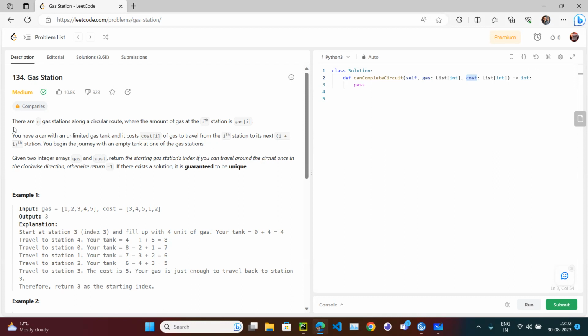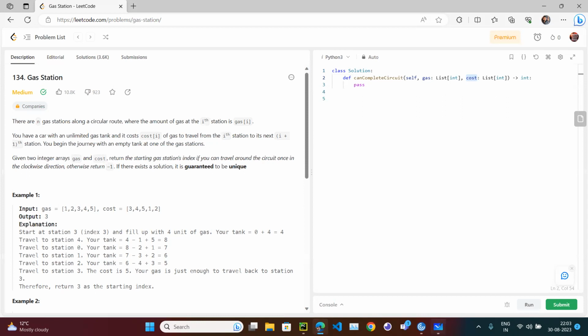If you read the question just once, you might not understand what it is. Maybe you need to read it two to three more times. But let's try to split the question in a simple manner, and then it will be very easy. Let's read it again. There are n gas stations along a circular route. So there is one circle, meaning a road which is circular, and there are n gas stations.